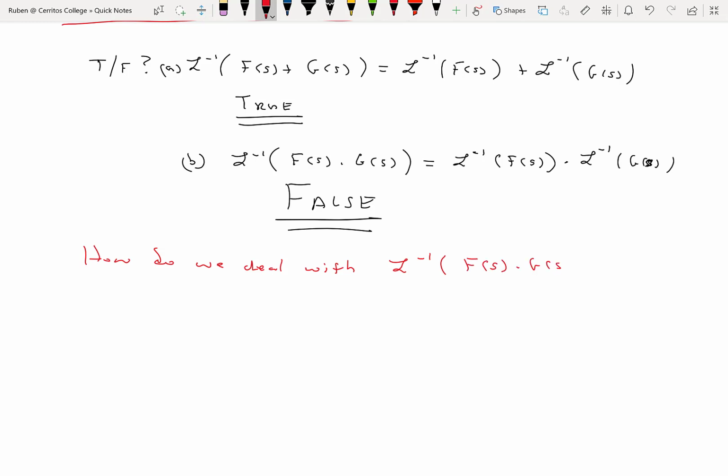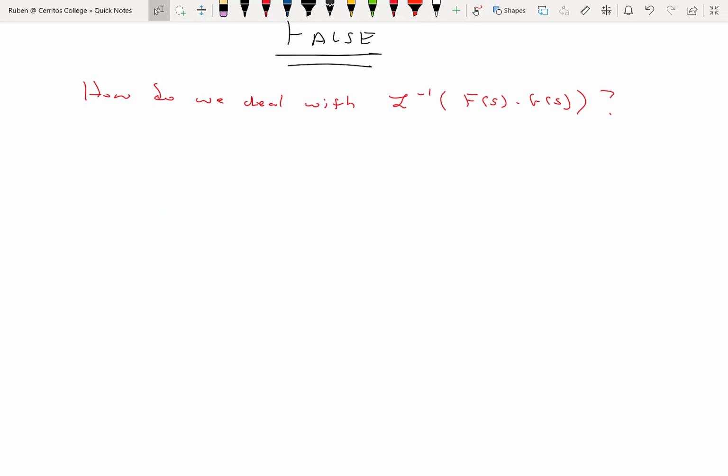And the short, unsophisticated answer would be, we deal with it the way we've done this so far, which is a lot of work. This section addresses a systematic way of dealing with the inverse Laplace transform of the product. So in order to do this, we have to invent right now a new kind of product, a new kind of multiplication, if you will. I don't want to call it multiplication because it's not really multiplication.